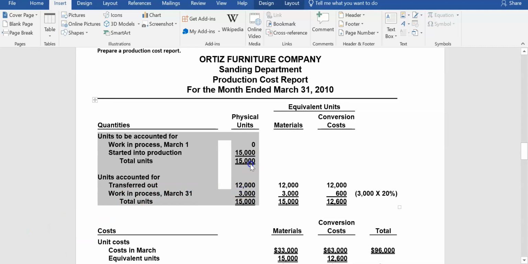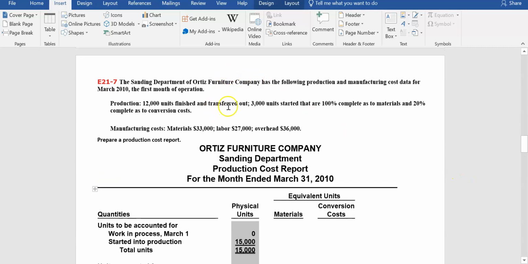12,000 of the 15,000 that had been started were completed and transferred out to the next production department. The other 3,000 were still in process at the end of the month. Okay. So we have traced the physical flow of the inventory through the production process. Now we are going to calculate the equivalent units.